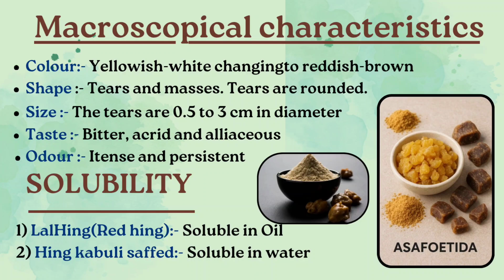Then we see solubility. The asafoetida is present in two types, red hing and hing carboxylate. Red hing is soluble in oil and hing carboxylate is soluble in water.